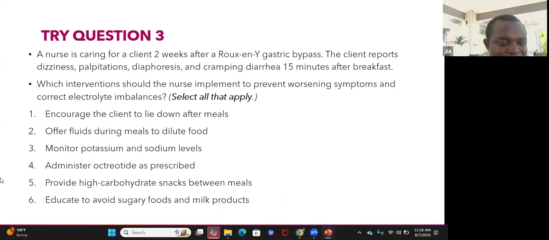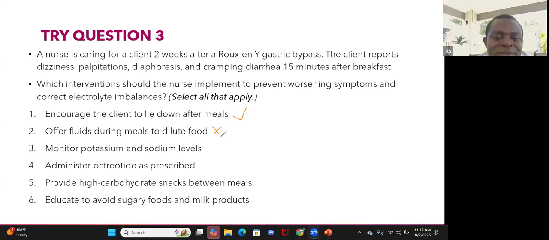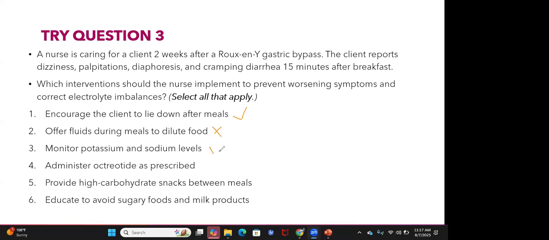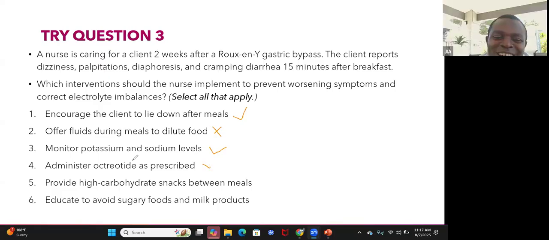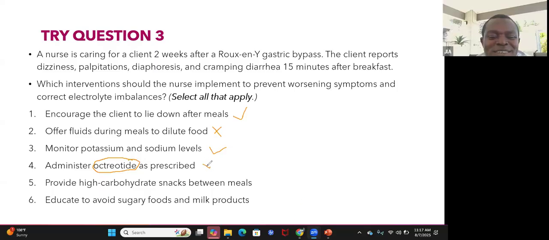The first one, what do we say? Number 1, is it correct? Yes, number 1 is correct. Number 2, wrong. Number 3, correct. Number 4, some are saying yes, some don't know. Number 4, no. I think it's an antispasmodic drug. Yes, it's one kind of antispasmodic drug.